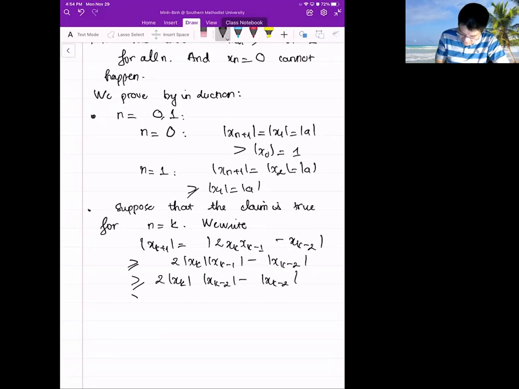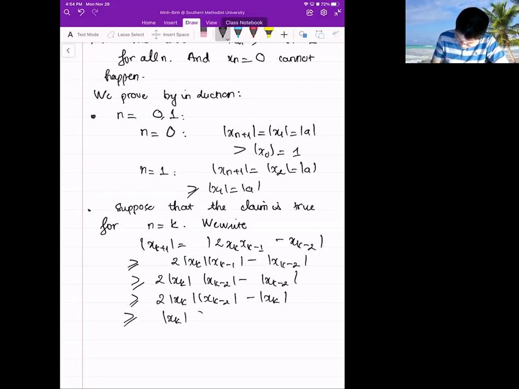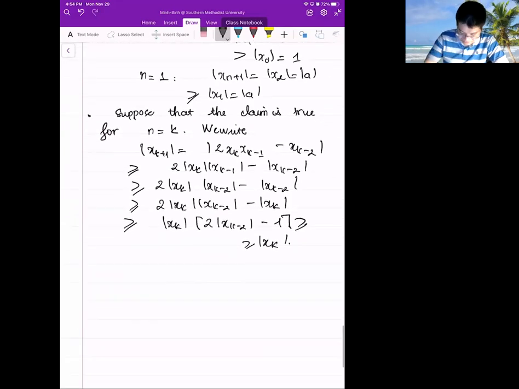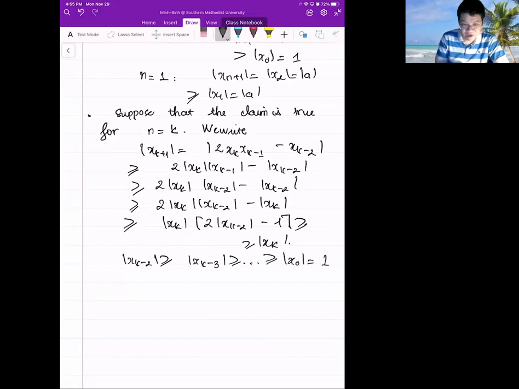All right, so this is bigger than 2xk minus 2 minus xk, and then this is bigger than xk. So this is bigger than 2xk minus 2 minus 1, so this is bigger than xk. Here we use the fact that xk minus 2 is bigger than xk minus 3, and it is bigger than x0, and this is equal to 1. All right.